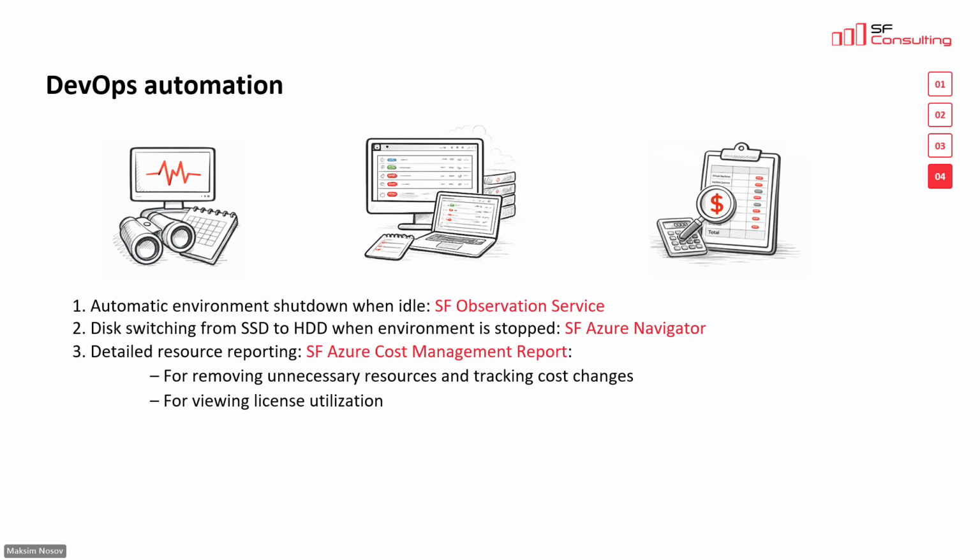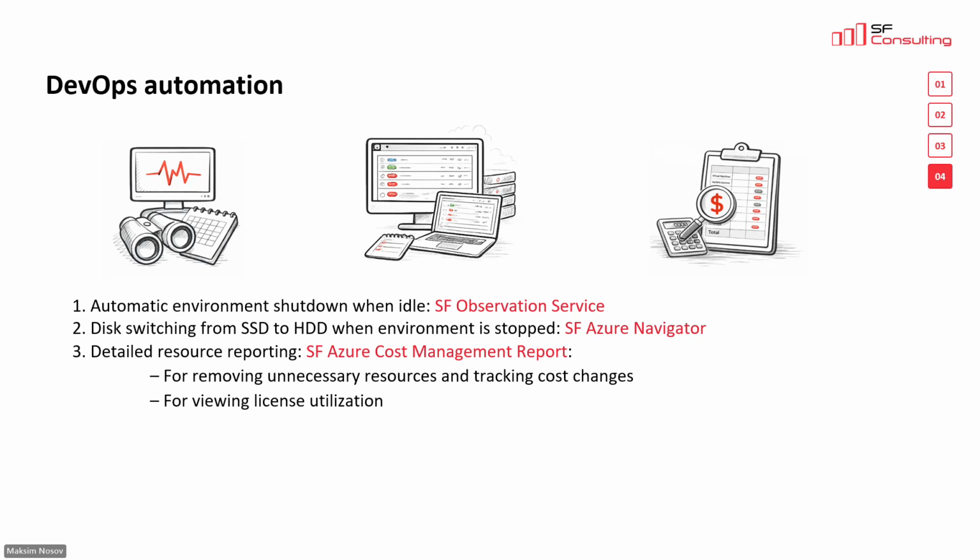As I've mentioned, our observation service tracks real activity on the environment, like RDP sessions and background tasks. If there was no activity for 2 or 3 hours, a number you can set up yourself, after this time the environment will be shut down. And in our calculations, this approach helped us save up to 50% on environment costs.